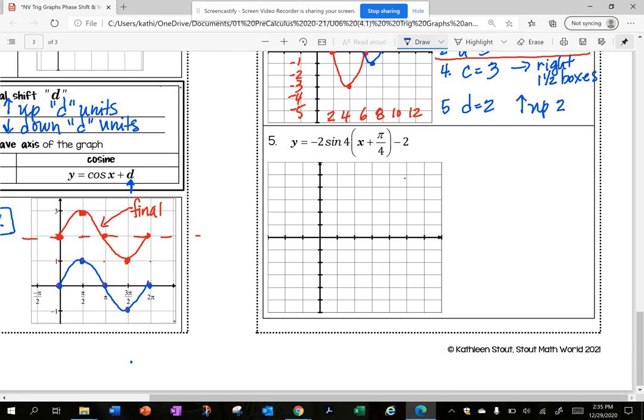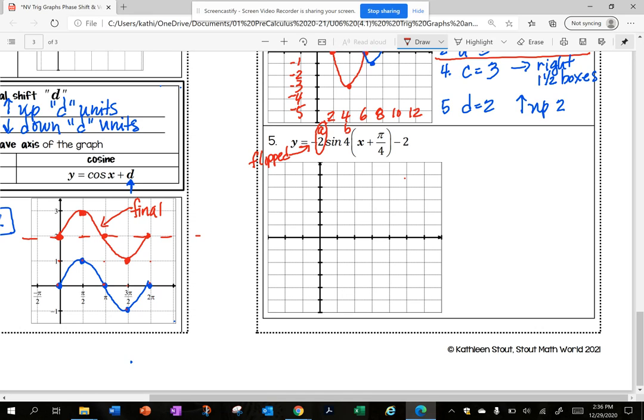All right, let's go to red. I'll do that first. Okay, y equals -2 sine 4 times the quantity, x plus pi over 4, minus 2. So I'm going to start by labeling A, B, C, and D. So I know A is 2. I have a negative sign in front of A, so that means I'm flipped.